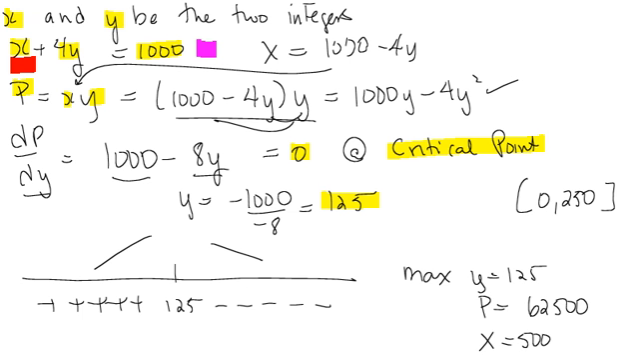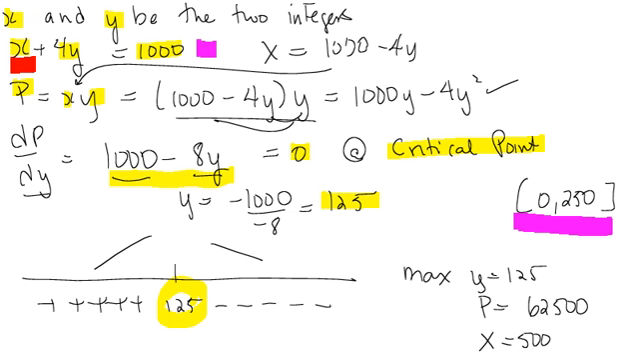I'm going to use the first derivative test here. So in other words, I'm putting the 125 on the number line and seeing what happens to this expression. On the left of 125, it's positive, and on the right, it's negative.